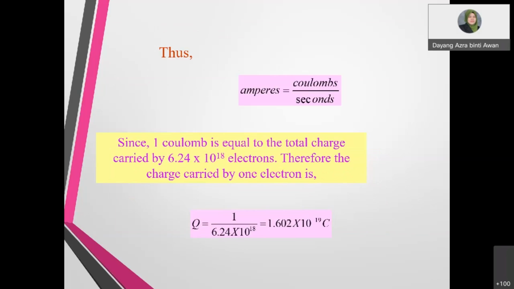So thus the amperes is equal to coulombs per second. Since one coulomb is equal to the total charge carried by 6.24 times 10 to the power of 18 electrons, therefore the charge carried by one electron is equal to 1.602 times 10 to the power of negative 19 coulomb.